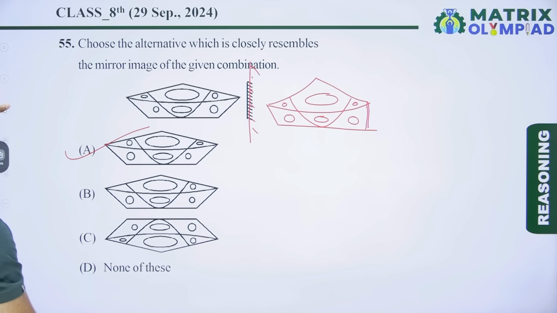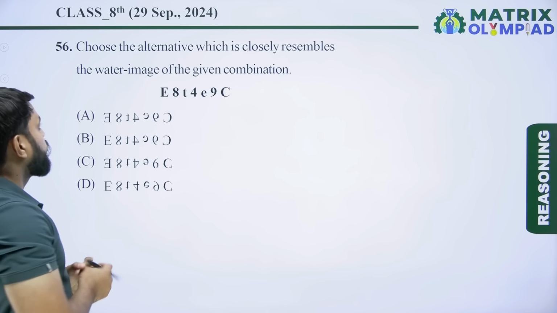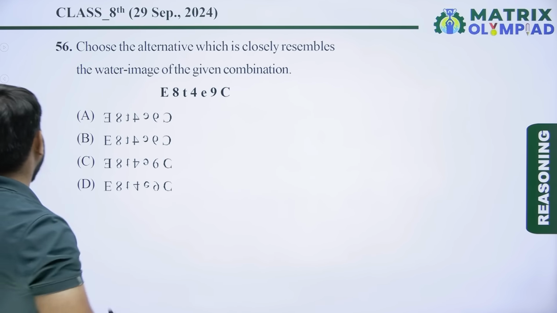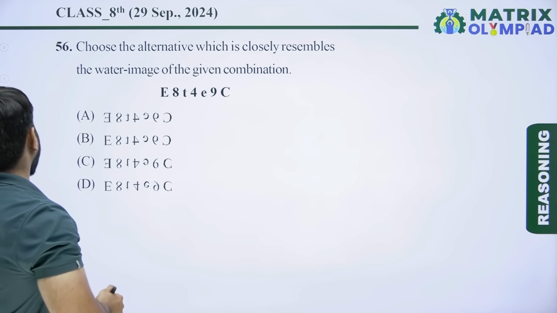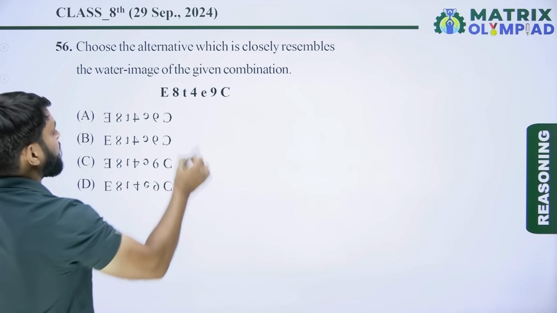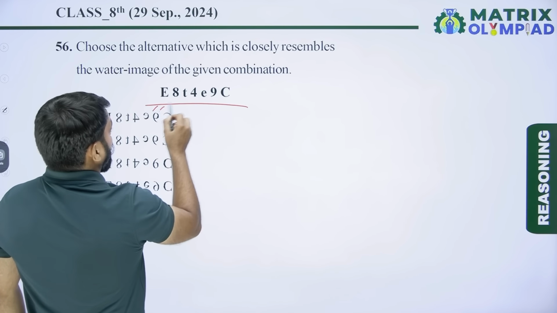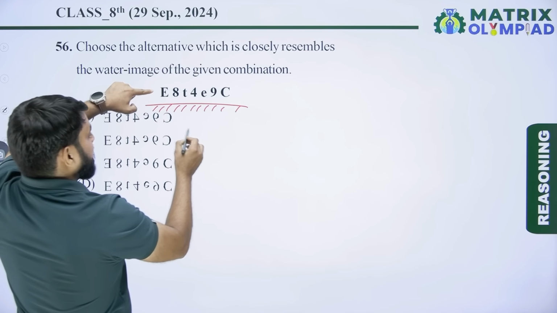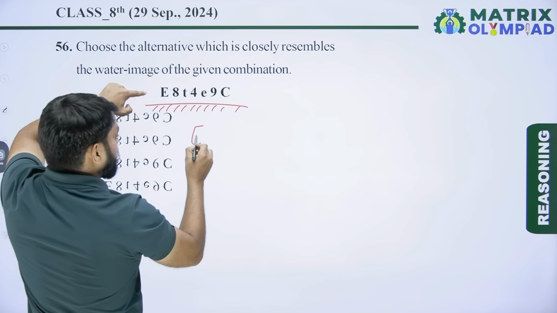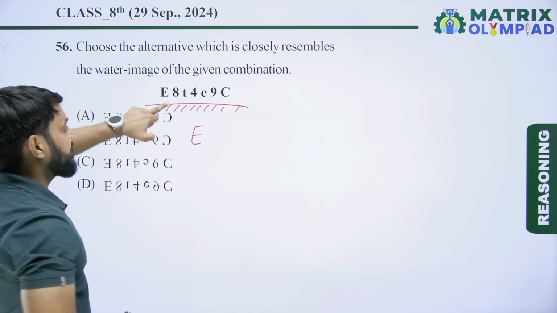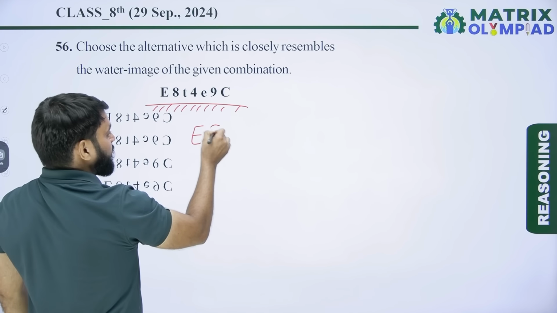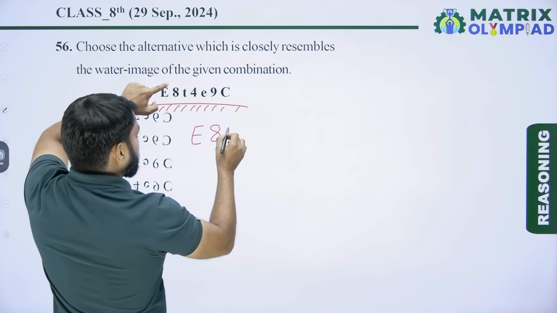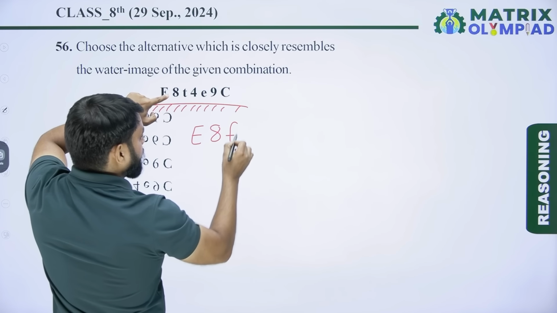Let's move on to question number 56. Choose the alternative which closely resembles the water image of the given combination. To find the water image of the given combination, the water is always at the bottom of the object. So first find the water image of E. The water image of E looks like this, and then find the water image of 8. So this is the water image of 8. Now find the water image of T. So this is the water image of T.